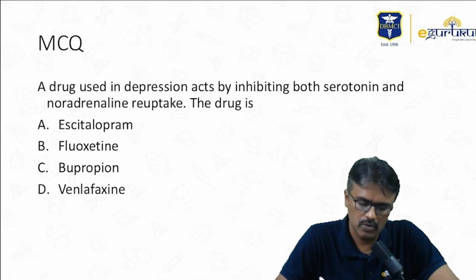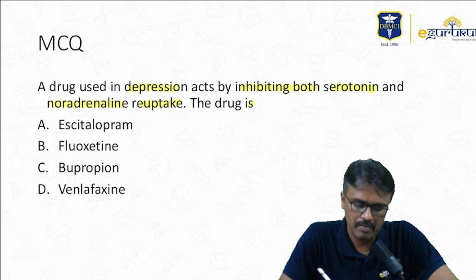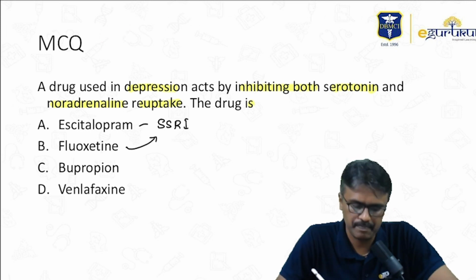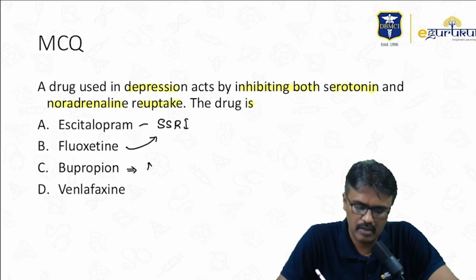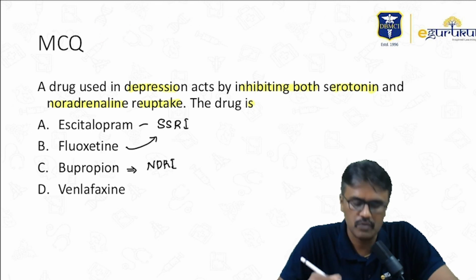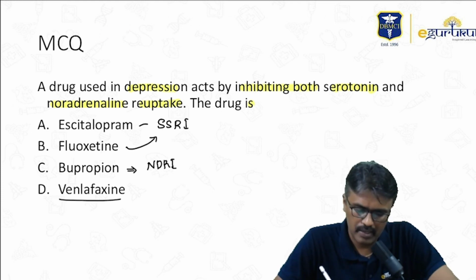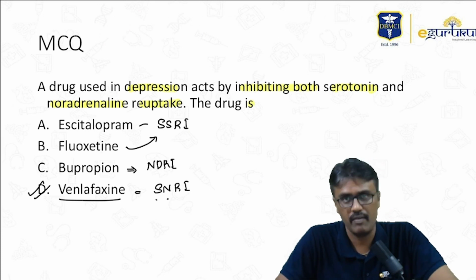A drug used in depression acts by inhibiting both serotonin and noradrenaline reuptake. The drug is... Now the options are: escitalopram will inhibit only serotonin uptake, it is an SSRI. Fluoxetine is the longest acting SSRI, that is also an SSRI. Bupropion belongs to atypical antidepressants, it is called NDRI. It is used for smoking cessation as well as weight loss. Venlafaxine is called SNRI, which inhibits the reuptake of serotonin as well as noradrenaline. So the right answer is D, venlafaxine.